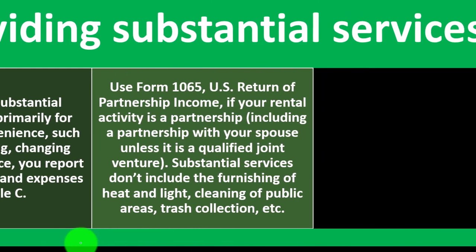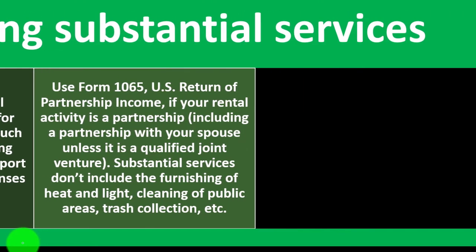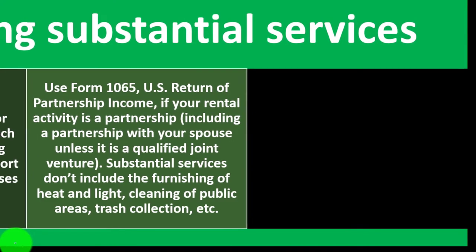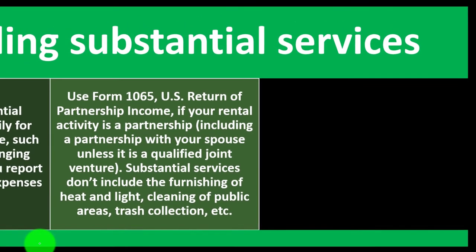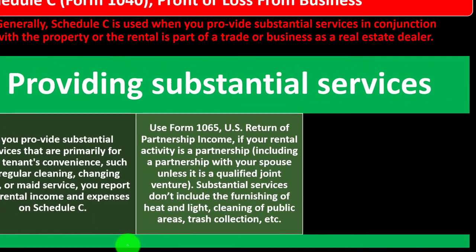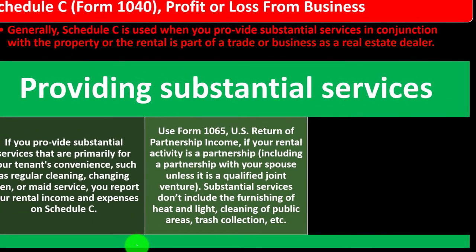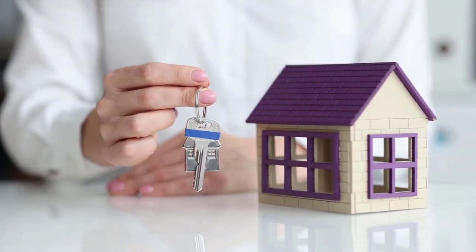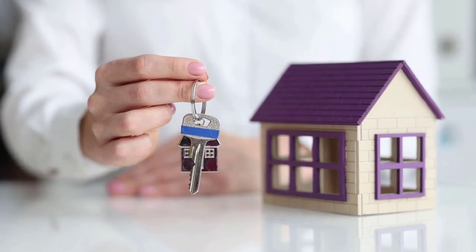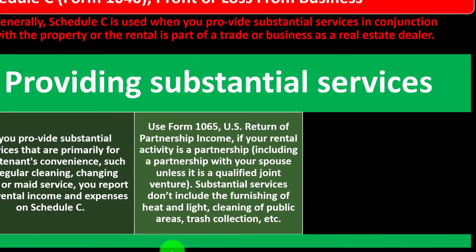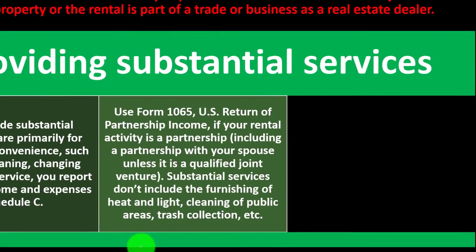So use Form 1065, U.S. Return of Partnership Income, if your rental activity is a partnership. If it's a partnership, of course, then you use the partnership form to allocate the income from the partnership Form 1065 to the individual owners, two or more owners, that would then flow through with a K-1 to the Forms 1040. This includes a partnership with your spouse, unless it is a qualified joint venture.